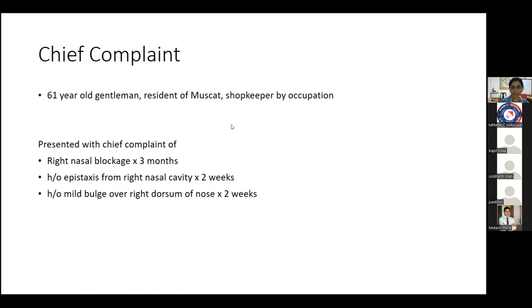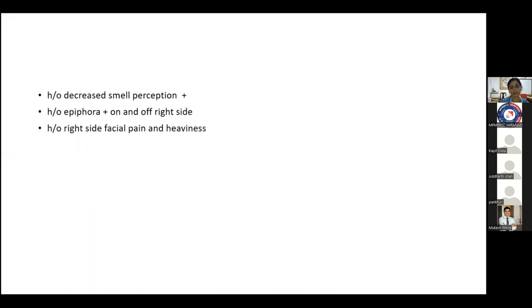Any known medical history, comorbidities or something? Yes, sir. That is in the next slides. Patient is diabetic and hypertensive. Patient also has decreased smell perception.